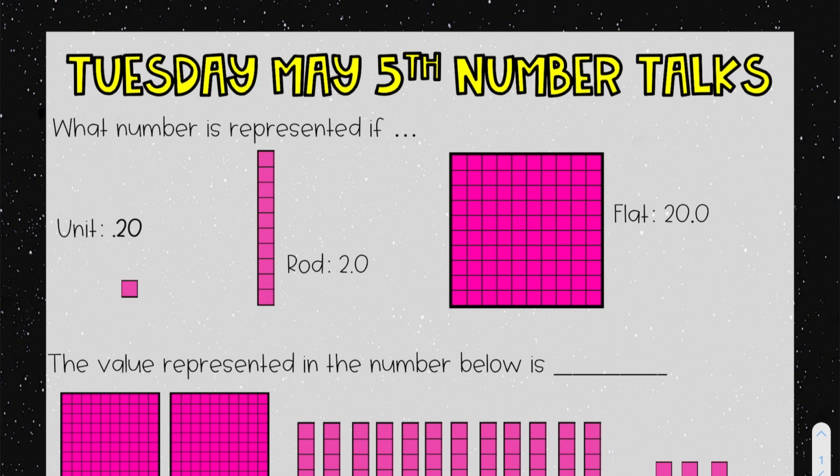And if we remember back to decimals, it's part of a whole. So I'm just assigning different values to the unit, rod, and flat. It all goes back to that understanding of we know that a unit to a rod, that's 10 times more, because a rod's 10 times greater. You need 10 units to make a rod, and so on. So we're going to talk about that, and we're going to try to figure out the value that's represented in the number below based on the value of these base 10 blocks.